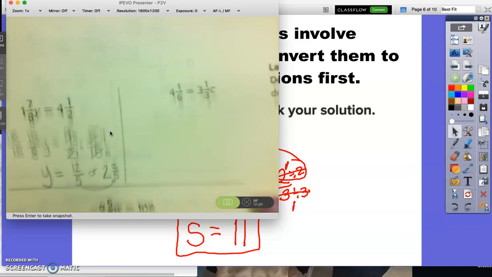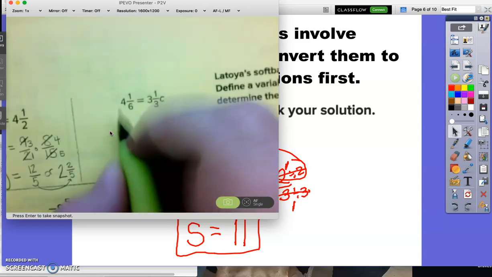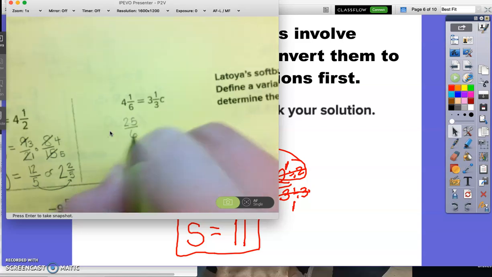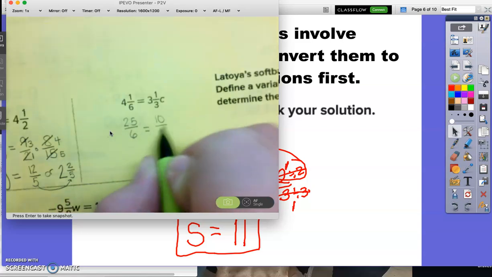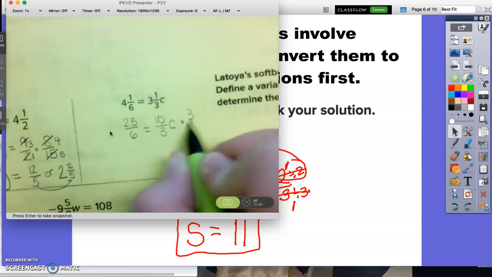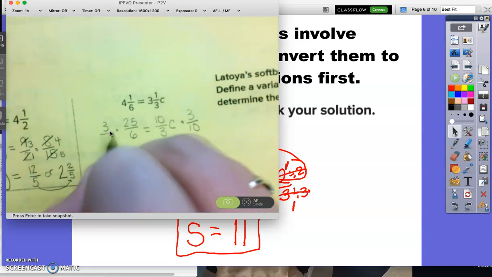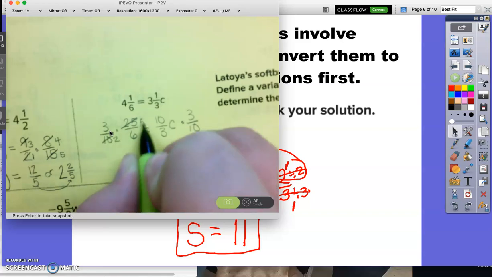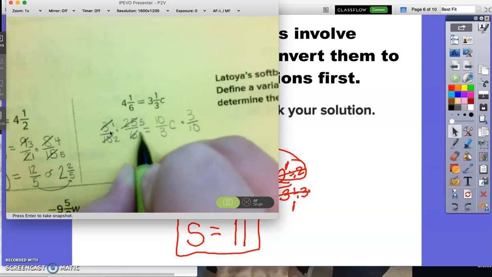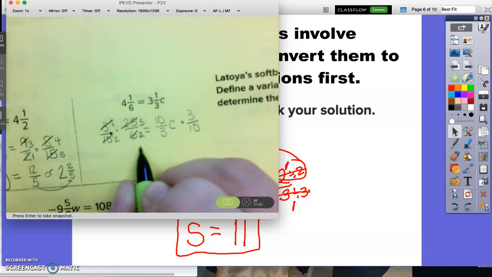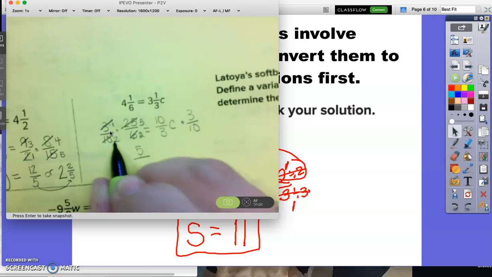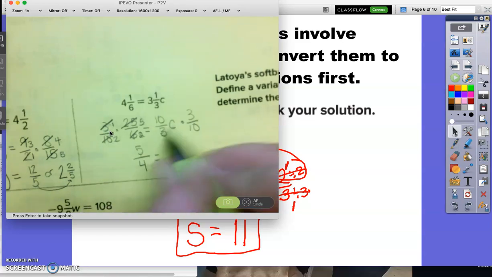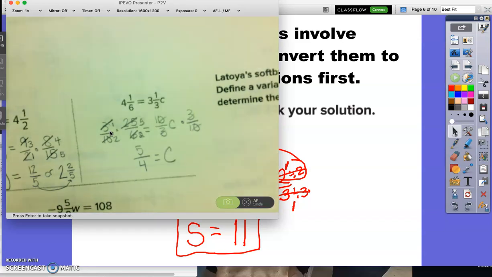I'm going to do the next one kind of quickly because I'm running out of time. Okay, 24. This is 25 over 6 equals 10 over 3c. Multiply both sides by 3/10. 25 and 10 can both be divided by 5, so 5 and 2, 1 and 2. So then I have 5, 1 times 5 on top, 2 times 2 on the bottom. These cancel out, so I just have c. So I have 5/4 equals c. 4 goes into 5 one time with a remainder of 1, and 4 stays the same.